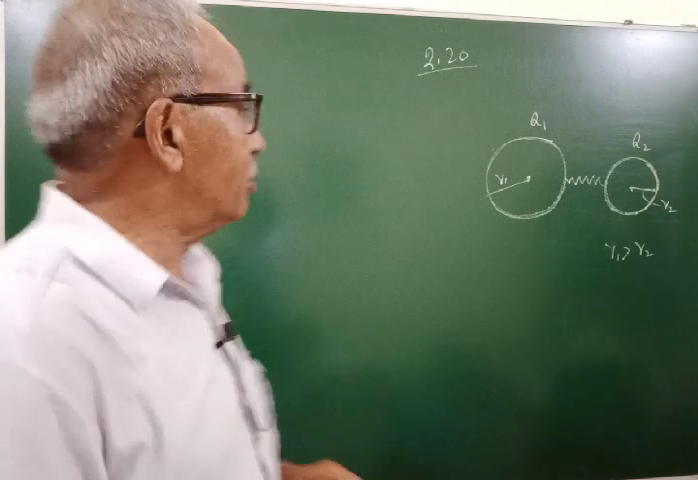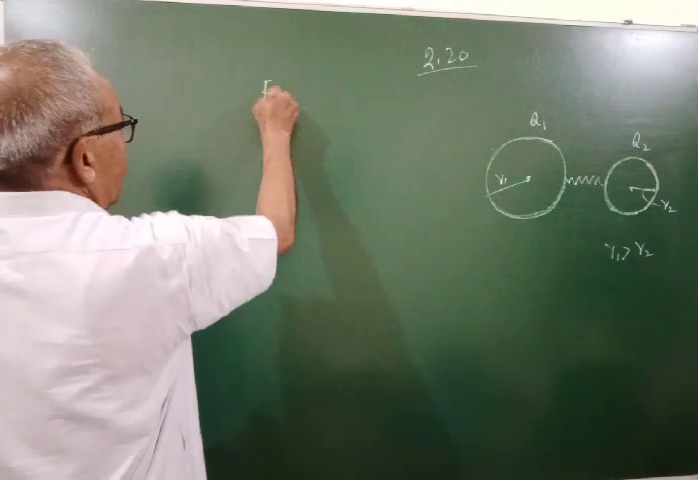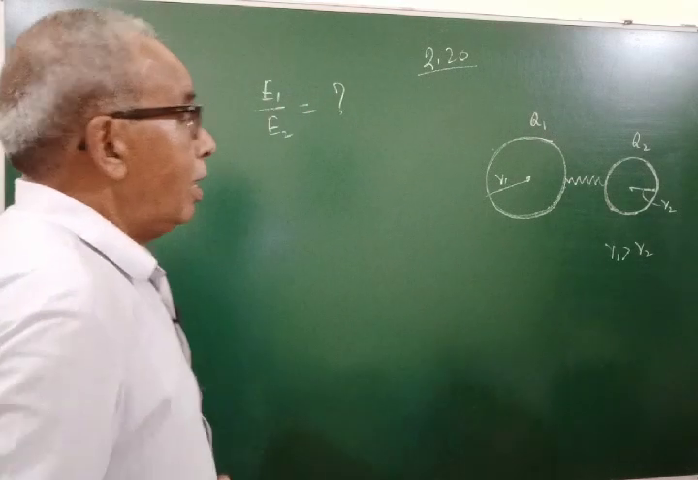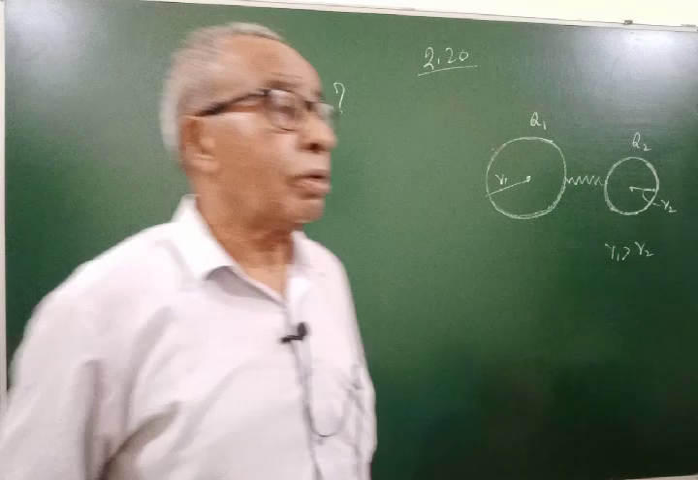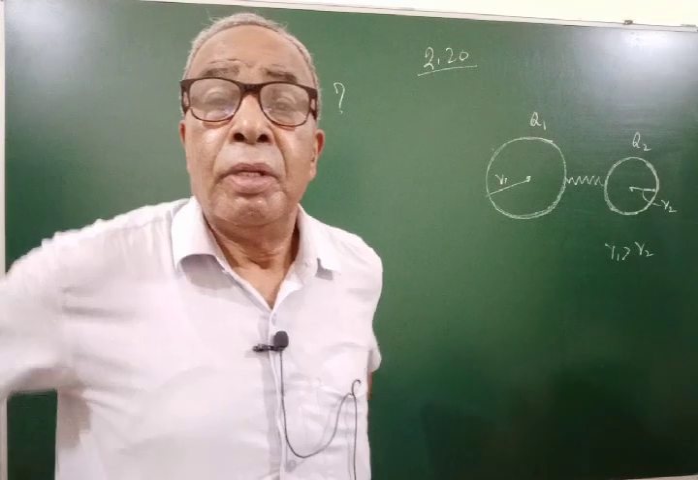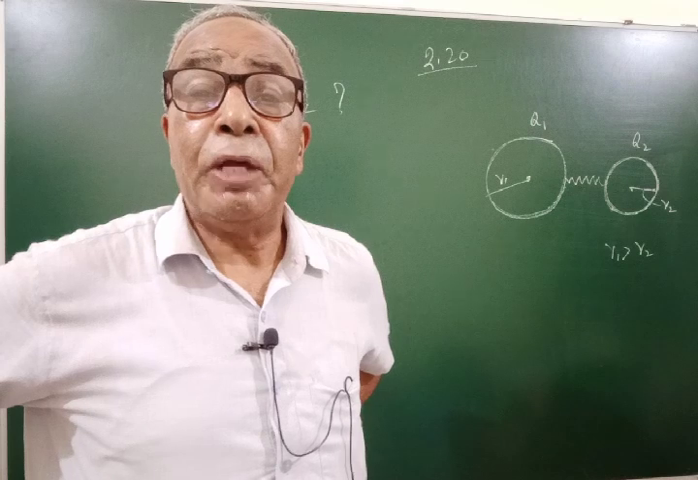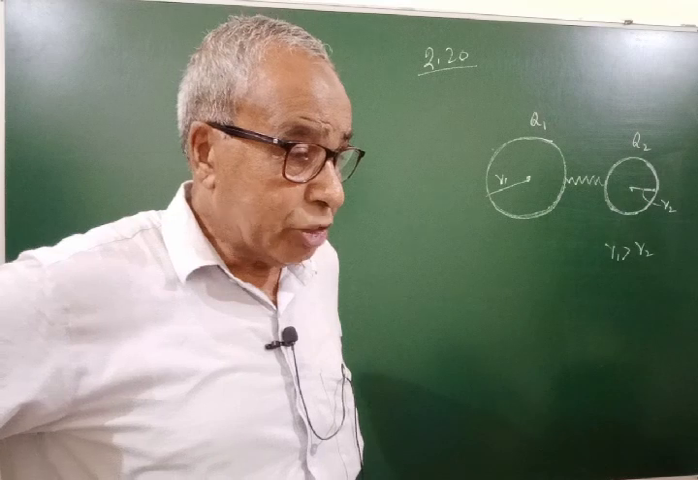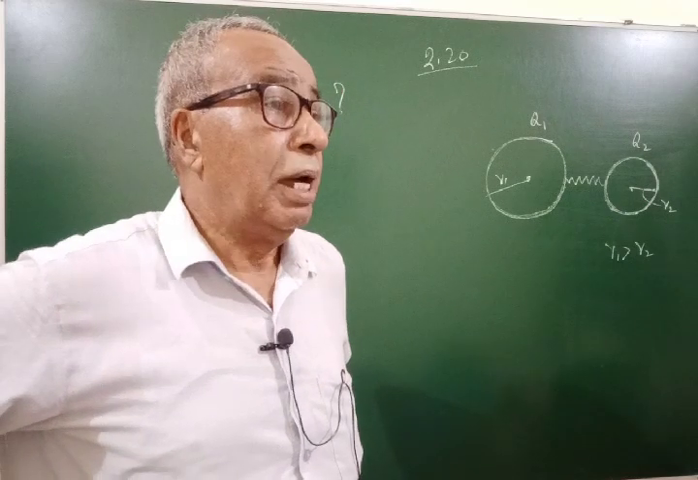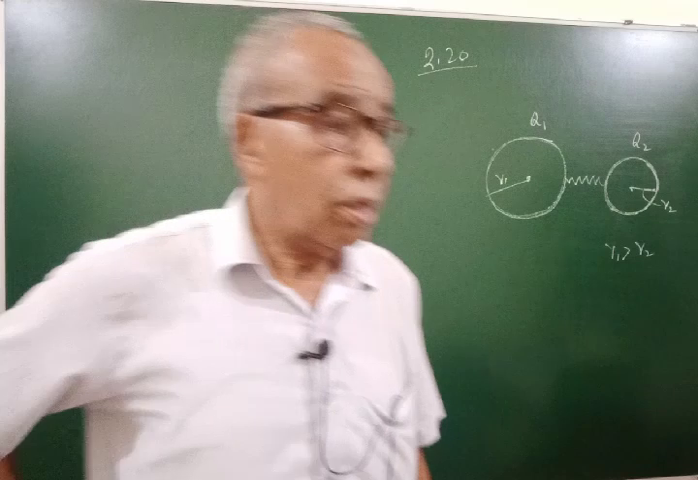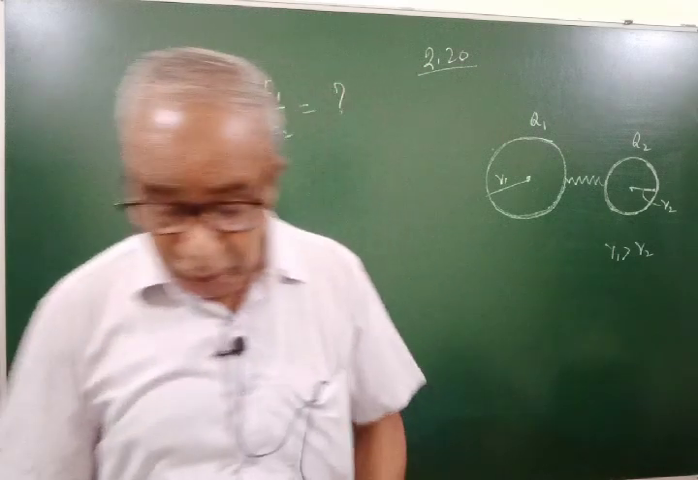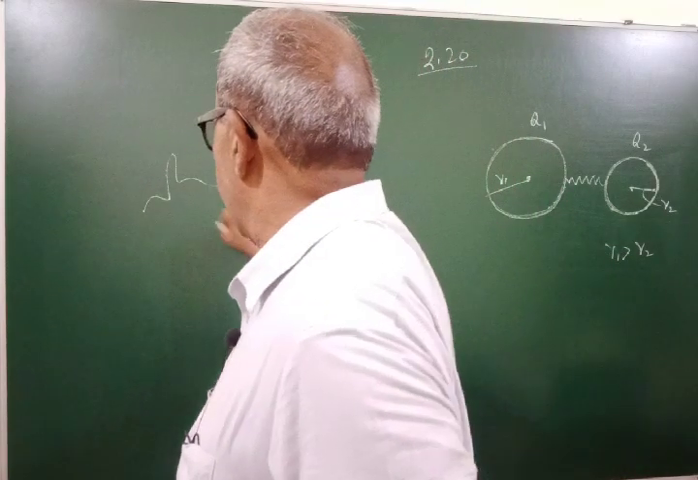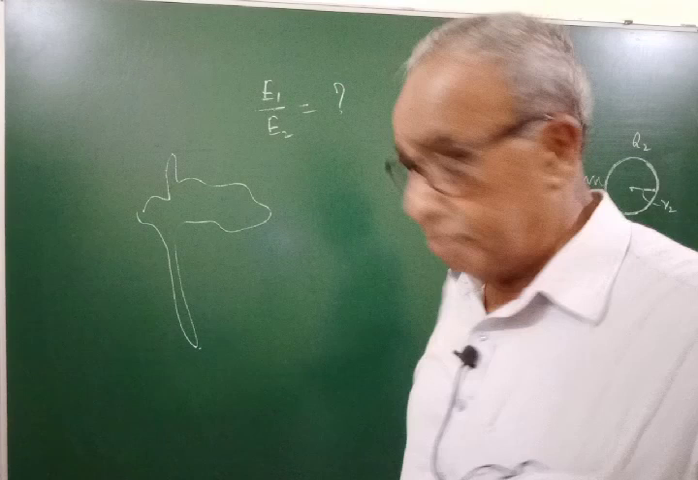So you are asked what is the ratio of the electric field on the surface of the two. Find this ratio, and use this result to explain why the surface charge density of a charged conductor is higher at sharp and pointed surfaces. The conductor may be of irregular shape where it is sharper like this. Their charge density is higher. Why?